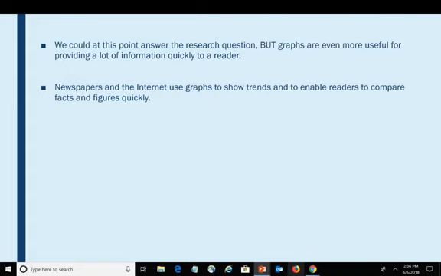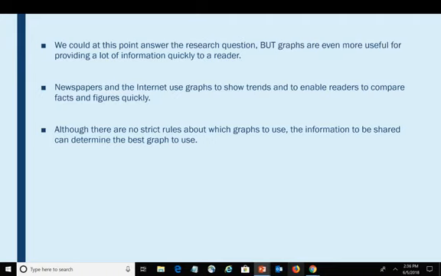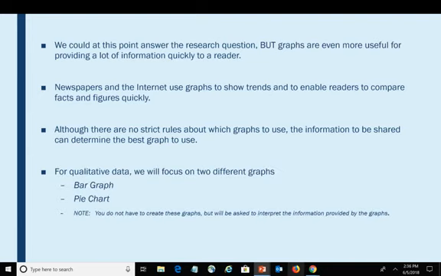Newspapers and the internet, television use graphs to show trends and to allow the readers to compare facts and figures more quickly. And although there are no strict rules about which graph to use when, a lot of times what you're trying to communicate, the information you want to share, is actually going to determine which is the best graph for you to use. There are primarily 2 different types of graphs that we use with qualitative data. The first of those is a bar graph, and the second is a pie chart.